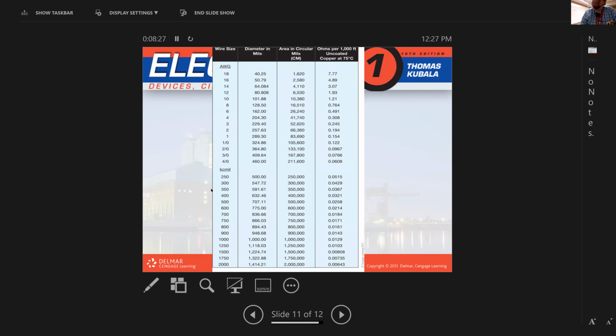So this chart here in your book, does everybody have a book? This chart here.